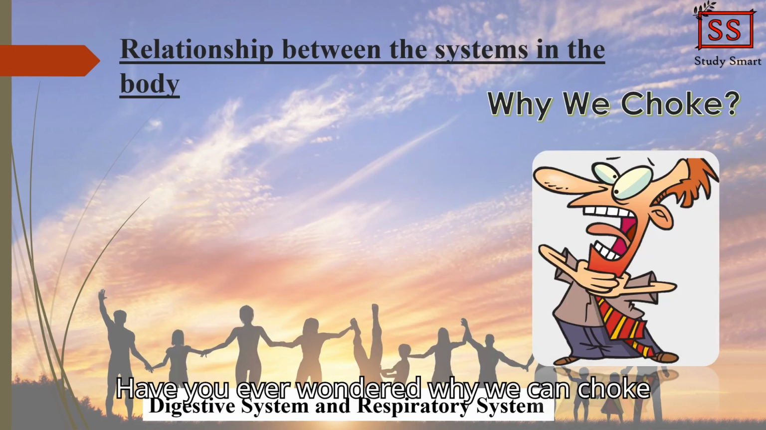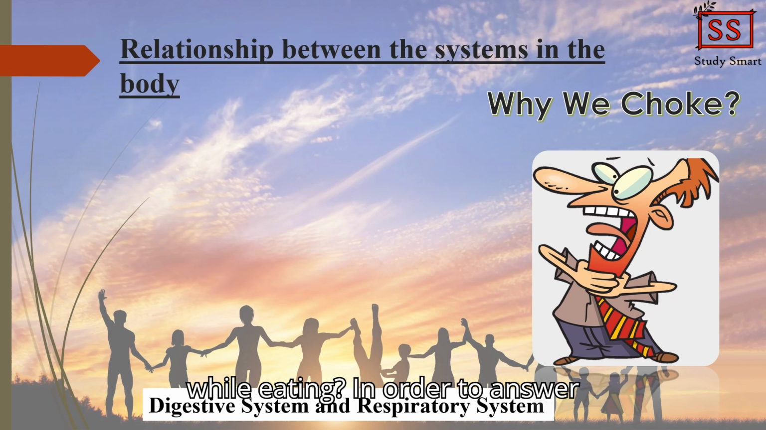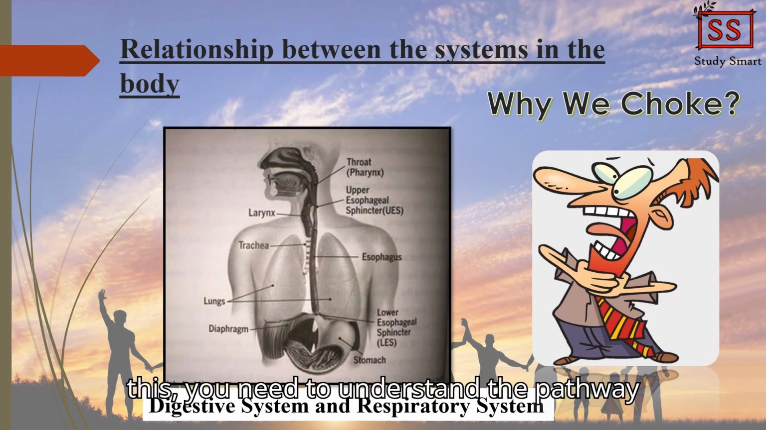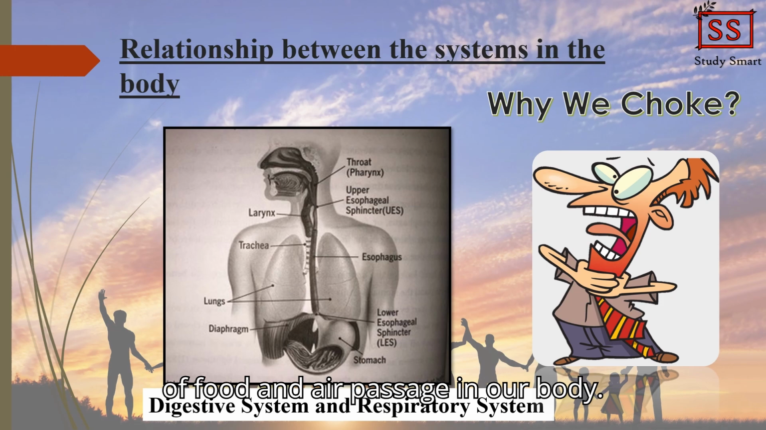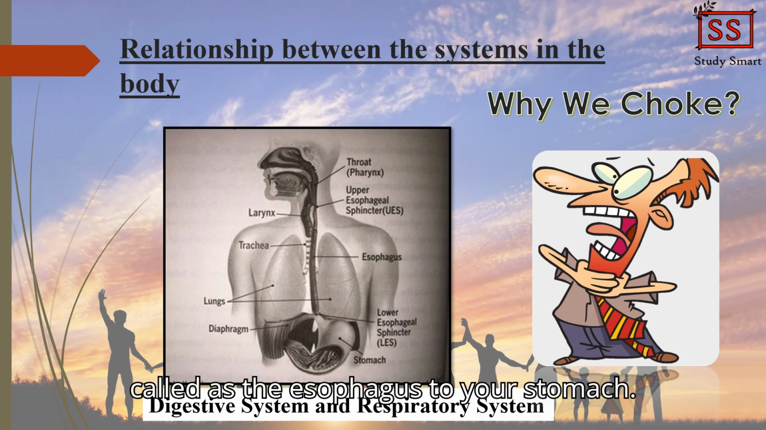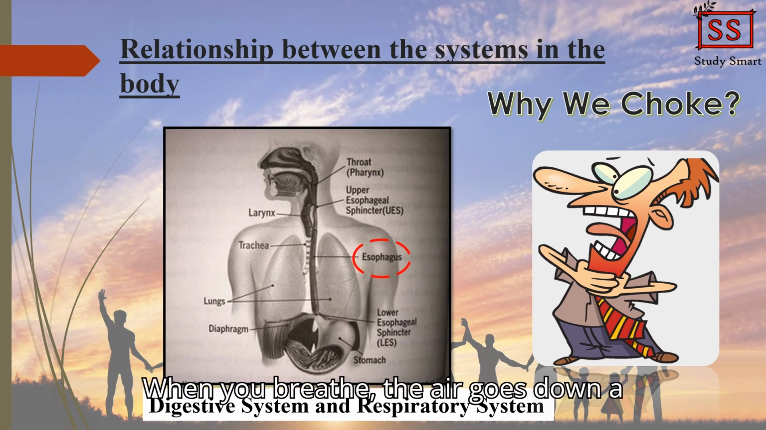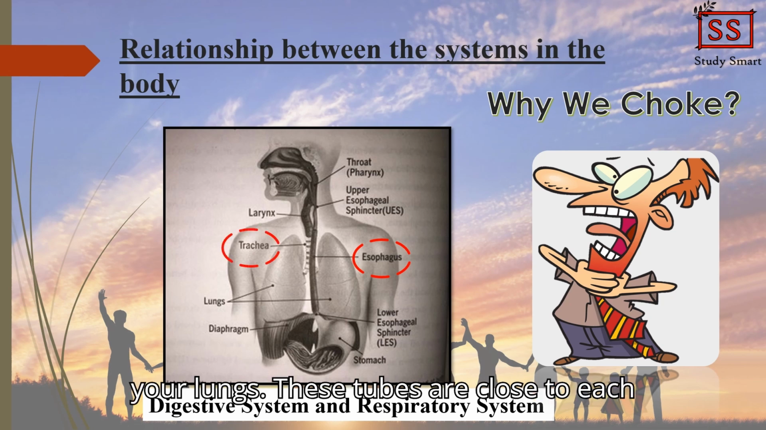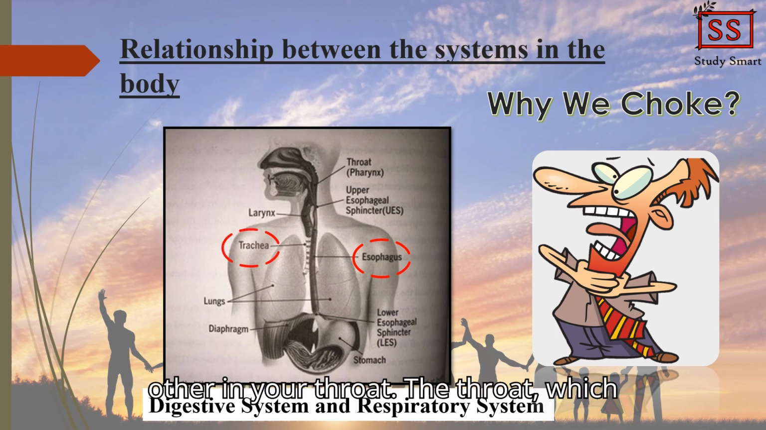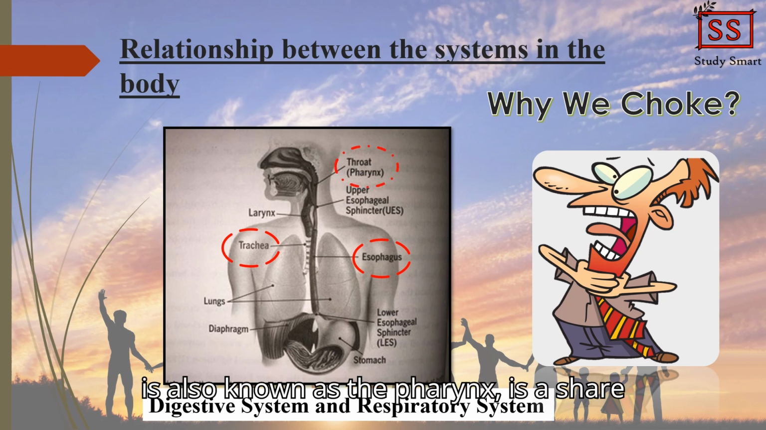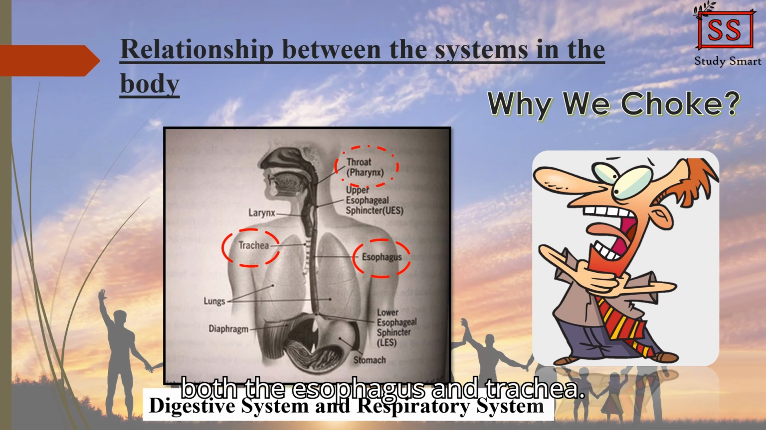Have you ever wondered why we can choke while eating? In order to answer this, you need to understand the pathway of food and air passage in our body. When you eat, the food goes down a tube called the esophagus to your stomach. When you breathe, the air goes down a different tube called the trachea to your lungs. These tubes are close to each other in your throat. The throat, which is also known as the pharynx, is a shared pathway for both the food and air. It connects the mouth and nasal passages to both the esophagus and trachea.